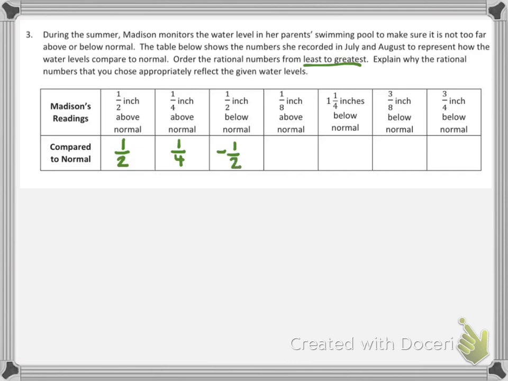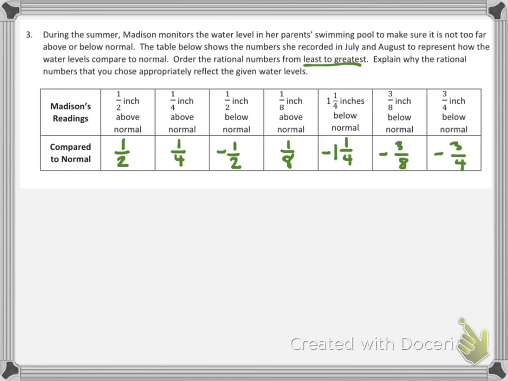1/8 inch above is a positive 1/8. 1 1/4 inches below is a negative 1 1/4. 3/8 of an inch below is a negative 3/8. And then 3/4 of an inch below would be a negative 3/4. All right, and then we need least to greatest.